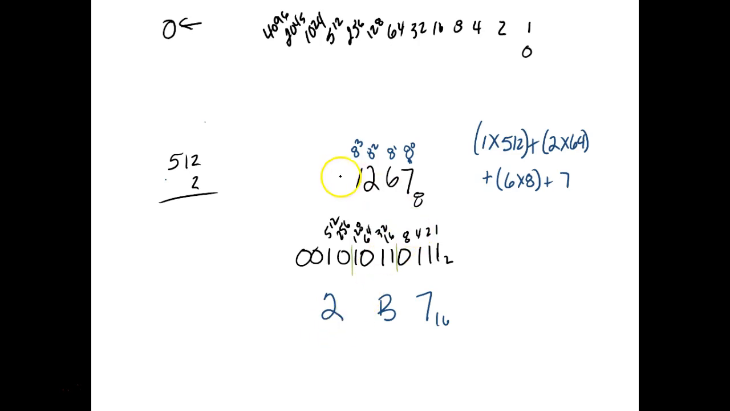So what would this be? I went from octal to binary, I went from binary to hex, and then I'm going to go to decimal. So what am I going to add together? Now I'm adding 512, I'm adding 128, I'm adding 48. Some of the math you can do in your head, right? So 32 and 16, that's 48, and then 7. Then I add those together, and that'll give me my decimal equivalent.